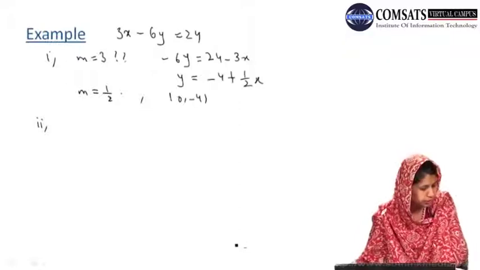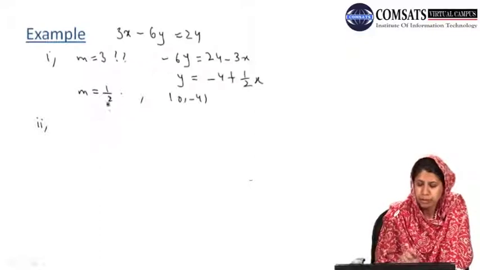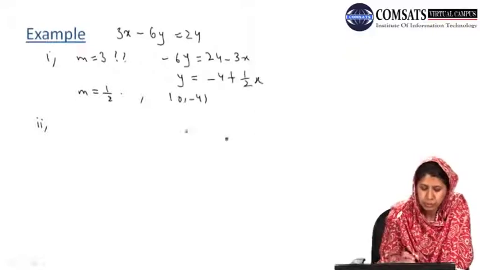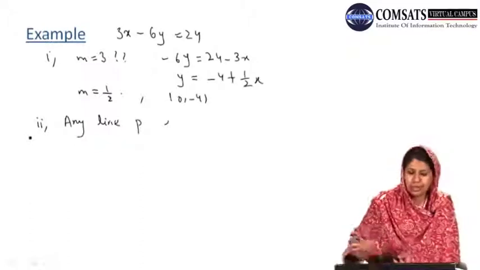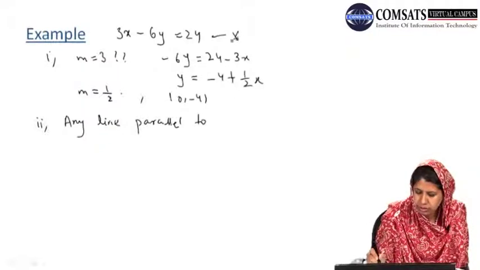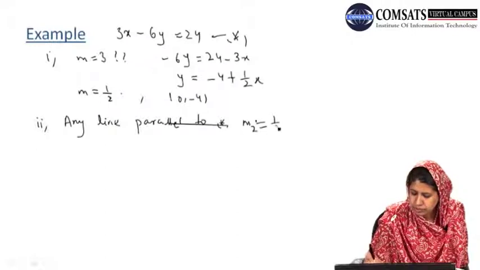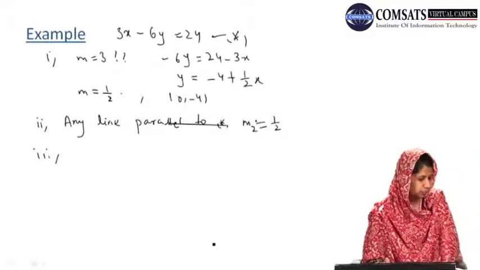Now second thing, what is the slope of any line parallel to this given line? Since the given line has slope 1 by 2, any line parallel to the given line, call it star, must have the same slope. So any line parallel to the given line has slope m2, the same as 1 by 2.